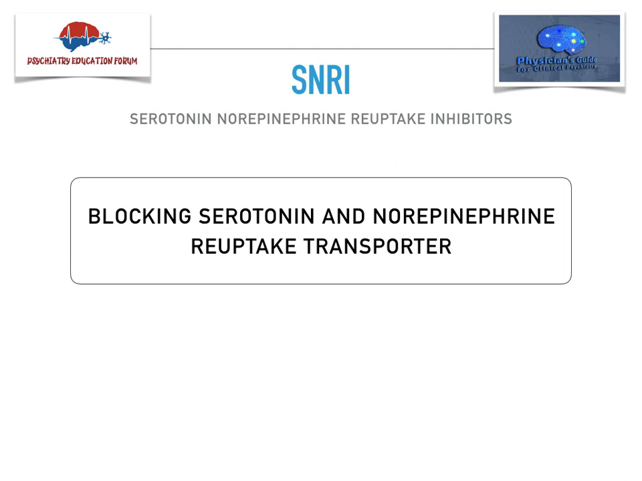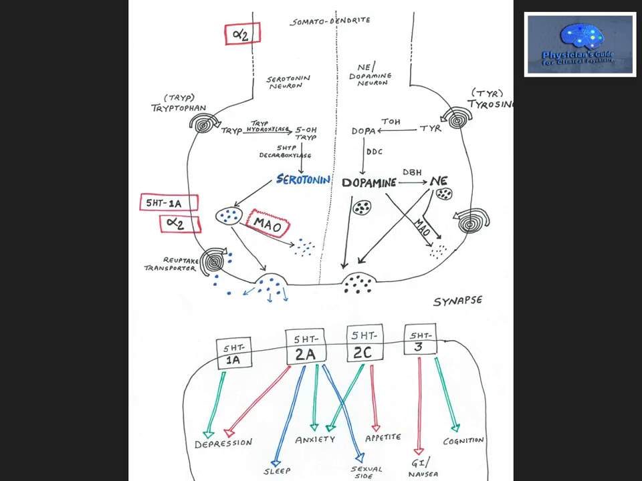It blocks not only serotonin, but also norepinephrine reuptake transporter. So you see, in lecture number 1, I told you that this diagram will be very helpful. I have made these 2 or 3 neurons in one diagram. On the left is a serotonin neuron. On the right is either a norepinephrine or a dopamine neuron.